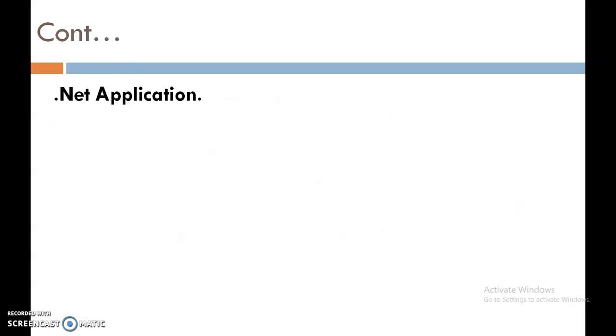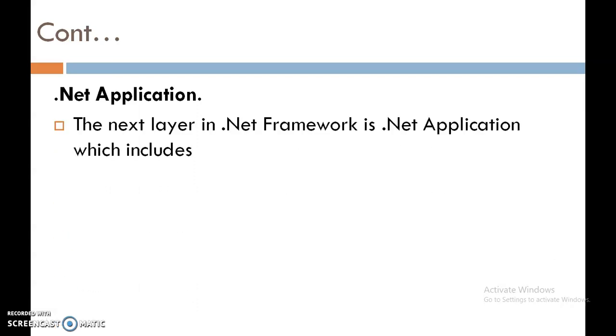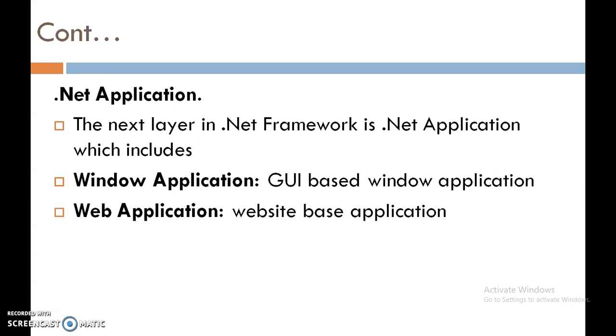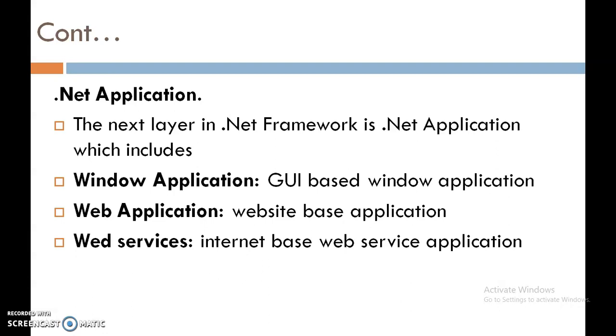Now, next is .NET applications. The next layer above the base class library, means BCL, is .NET applications, which includes various applications which are developed using the .NET Framework. First one is Windows-based application, which provides GUI-based, graphical user interface-based Windows applications. Second is web application, which is used to create a website. And third is web services, means internet-based web service applications.